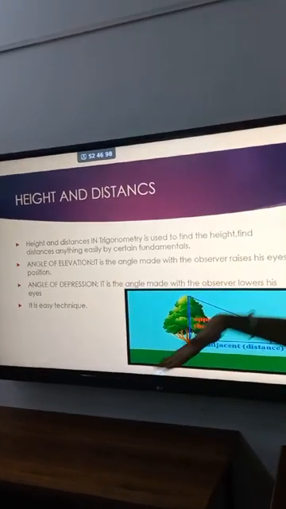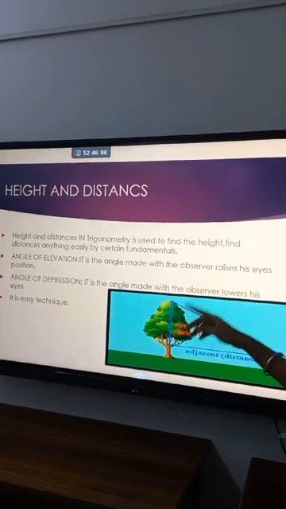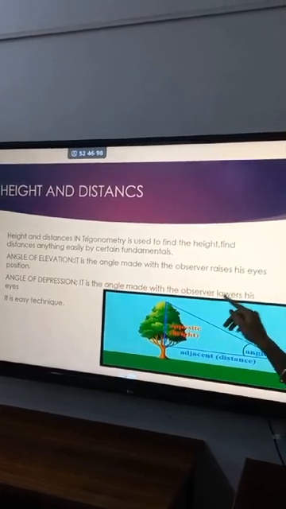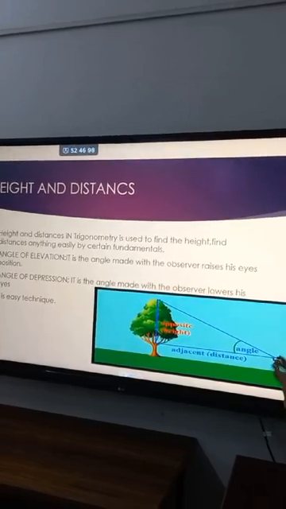Whenever it is landing downwards, we look down. That is angle of depression. Angle of depression is the angle made when the observer lowers his eyes, and it is also an easy technique.